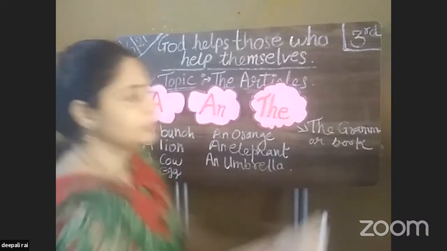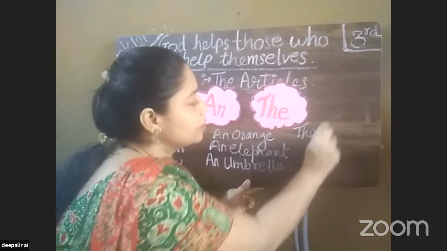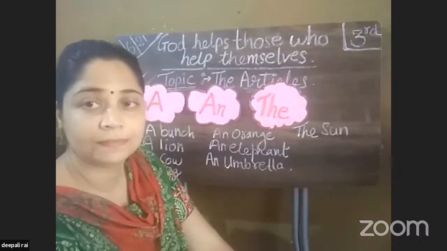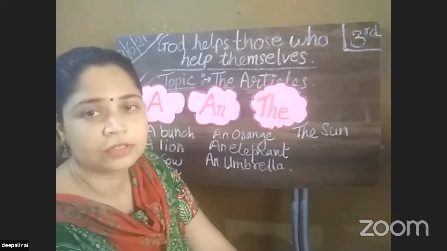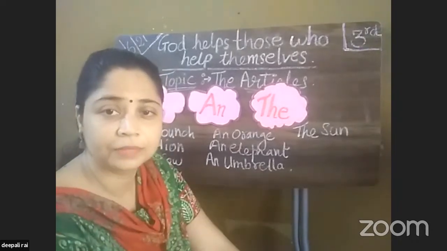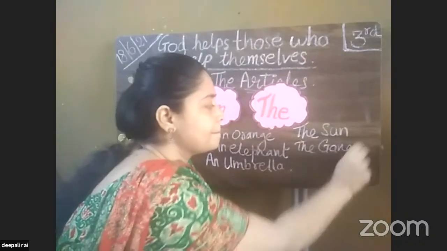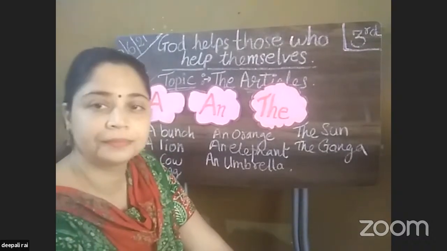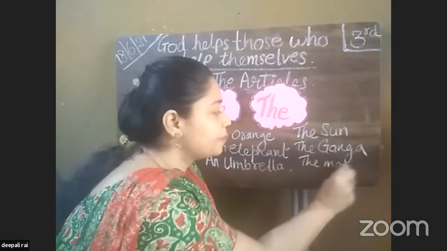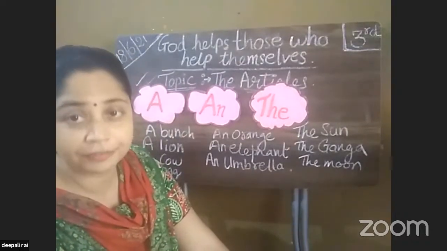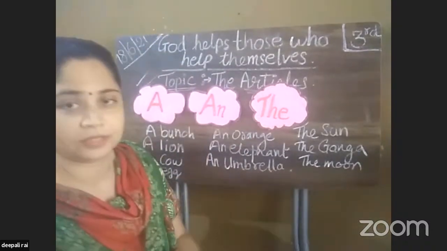Yes. I'm going to rub it and then again I'll write. The sun. And a few more examples of the. Storybook. Give any story name. River's name. The Ganga. The Ganga River. Very good. The moon, right? Just now we saw in our examples, it is the moon. Very good. The Ganga River, the moon, the sun. Come on, say a few more. Tell me some more examples. The moon I have written here.